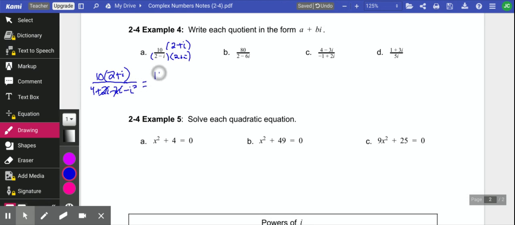All right, so the numerator, I'm still not going to do anything. When you just have a number there, there's no reason to distribute it. In the denominator, we have 4 minus i squared. And remember, i squared is -1. So that makes our denominator positive 5.